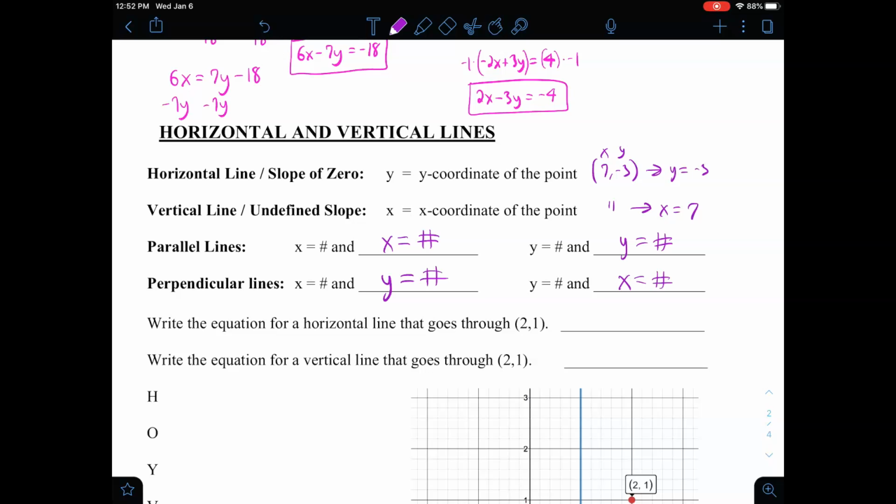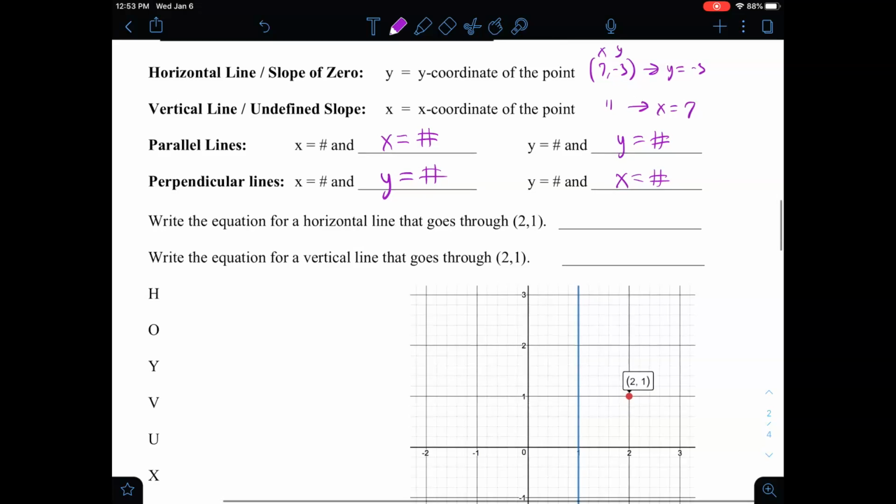So basically all lines that have the form x equals a number, those are all parallel lines because they're all vertical lines. And all lines that are horizontal are going to be y equals and y equals. But then if they're perpendicular, they're going to be opposites. They're going to be x and y and x.